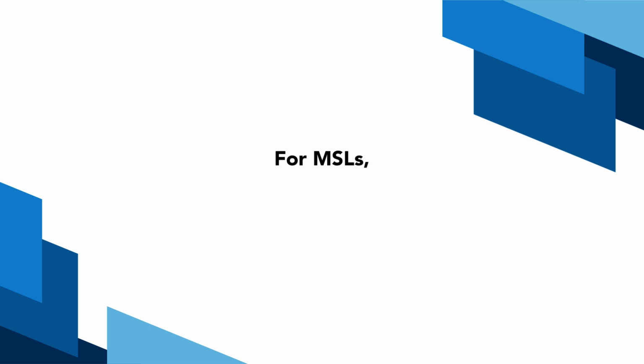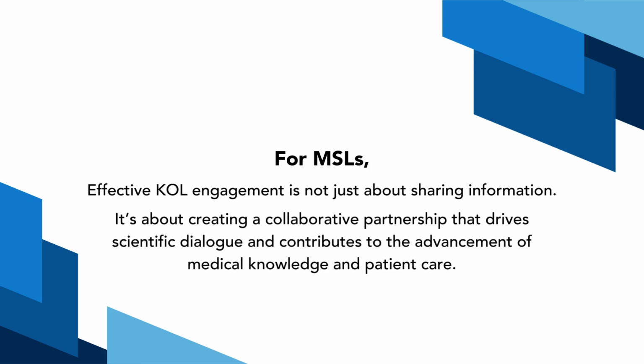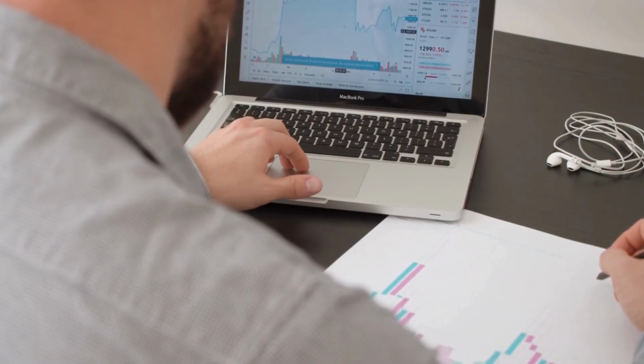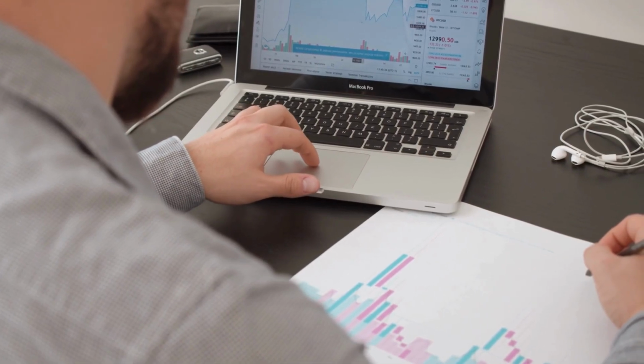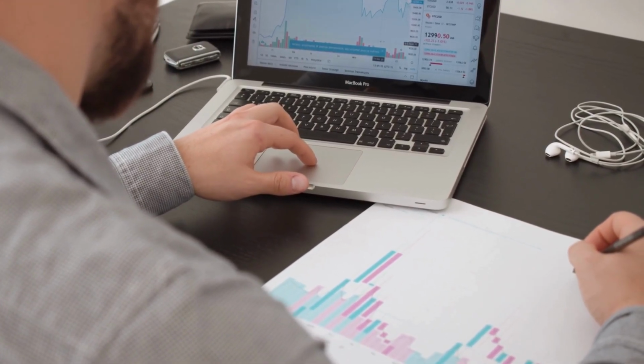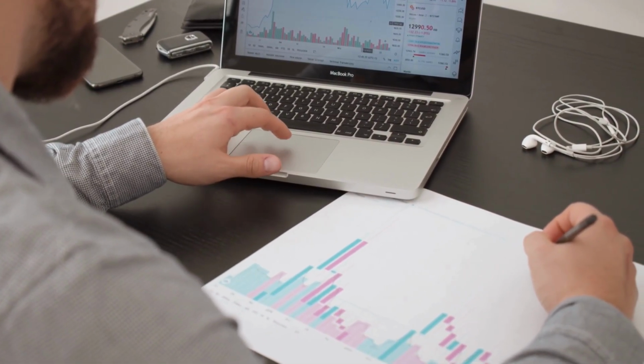For MSLs, effective KOL engagement is not just about sharing information. It's about creating a collaborative partnership that drives scientific dialogue and contributes to the advancement of medical knowledge and patient care. Through meaningful KOL engagement, MSLs help translate complex scientific data into actionable insights that can shape clinical practice, influence treatment guidelines, and support the development of new therapeutic strategies.